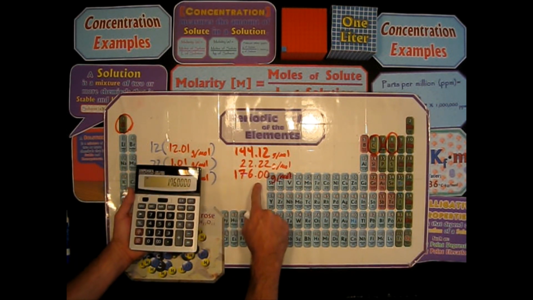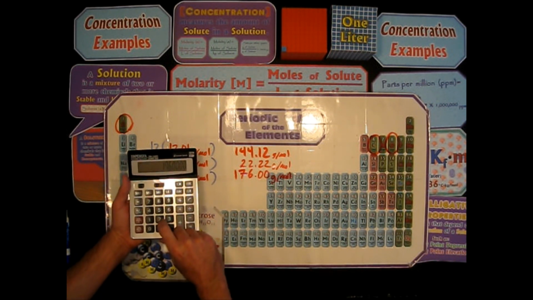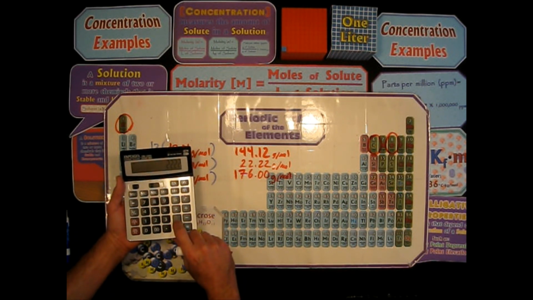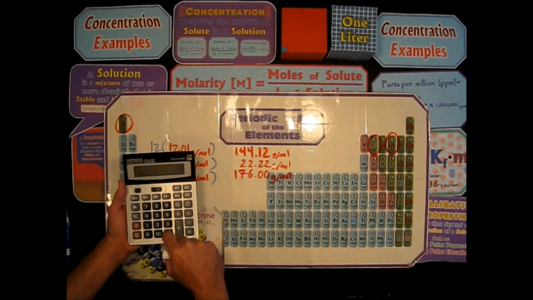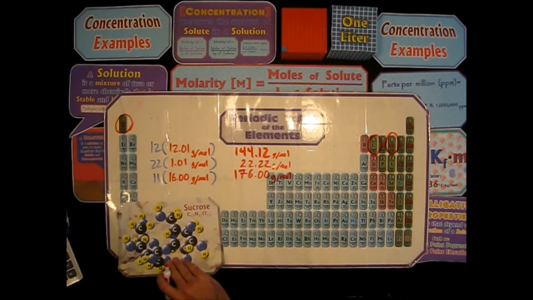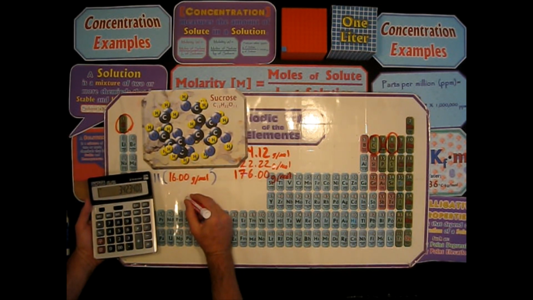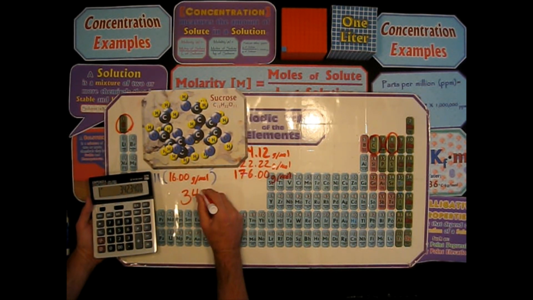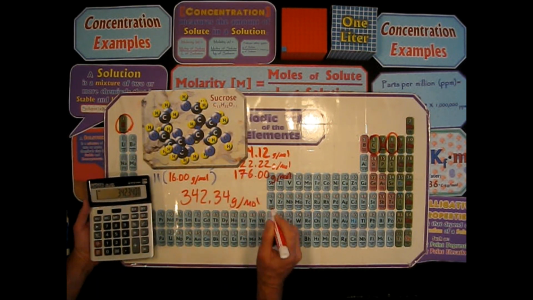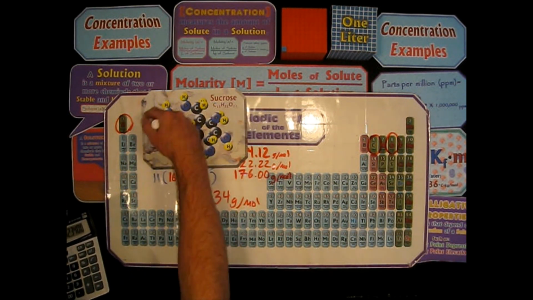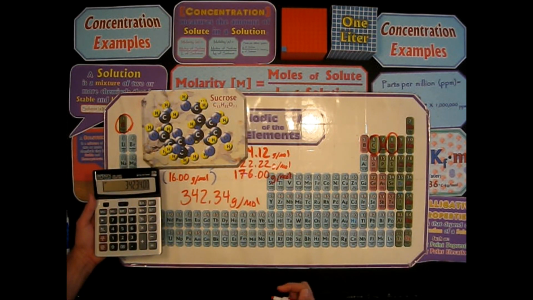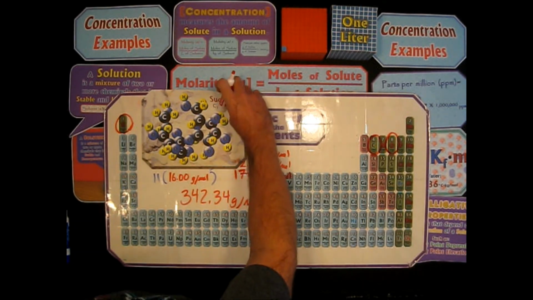So this is still on my calculator. I'm going to start with that one, and then I'm going to add the one above it, 22.22. Then I'm going to add the one above that, 144.12. Boom. And I get the molar mass of sucrose, which is 342.34 grams per mole. That's a really big molar mass, because look, we're adding up all that stuff. So it's a nice big one.